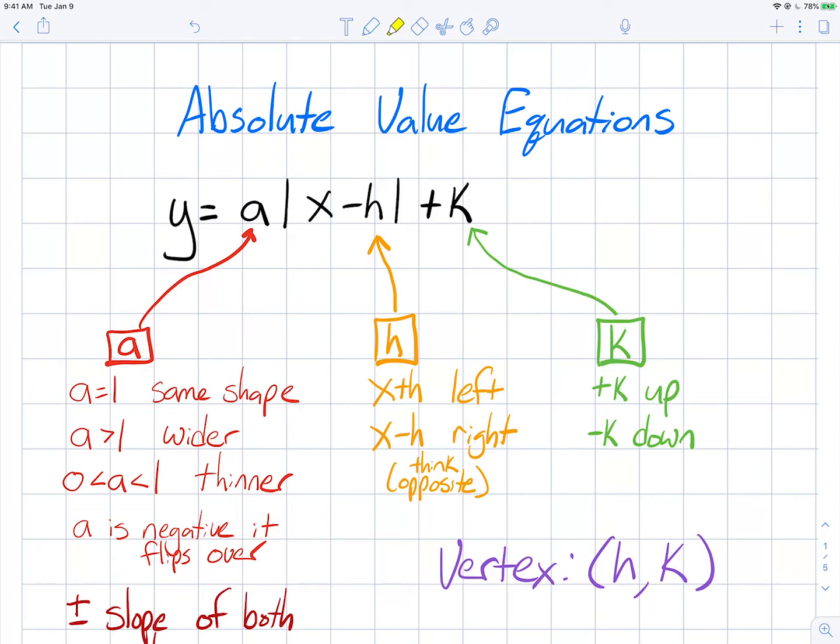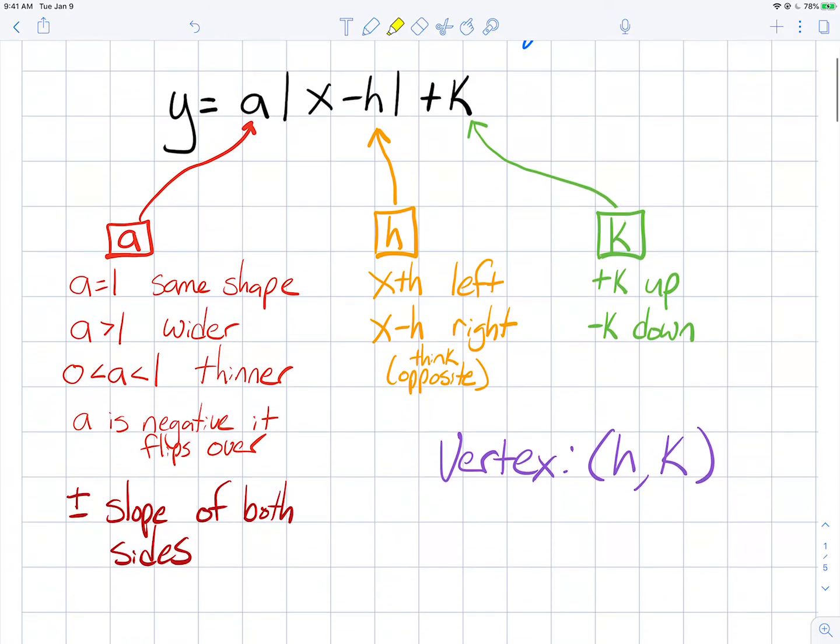Absolute value equations. So the generic vertex form of an absolute value equation is y equals a absolute value of x minus h plus k. The numbers in all of those spots tell you a lot of information. So for instance, the number that's in front of the absolute value, which is a, tells you if it's going to be the same shape because a is 1. In other words, there would be no number there.